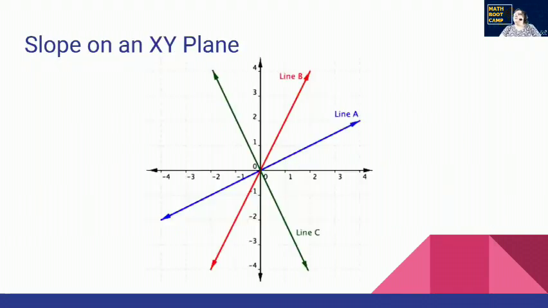Now let's look at what slope looks like on an XY plane. It's important to note that when we're measuring steepness of lines on an XY plane, we always look at the line and how it is traveling from left to right. So looking at these lines, line A has a positive upward slope going left to right, but line B, the red one, has a much steeper slope. It rises much faster. On the other hand, line C doesn't rise at all when it goes left to right, it falls. That line still has a slope. We say that it has a negative slope because it's going down.